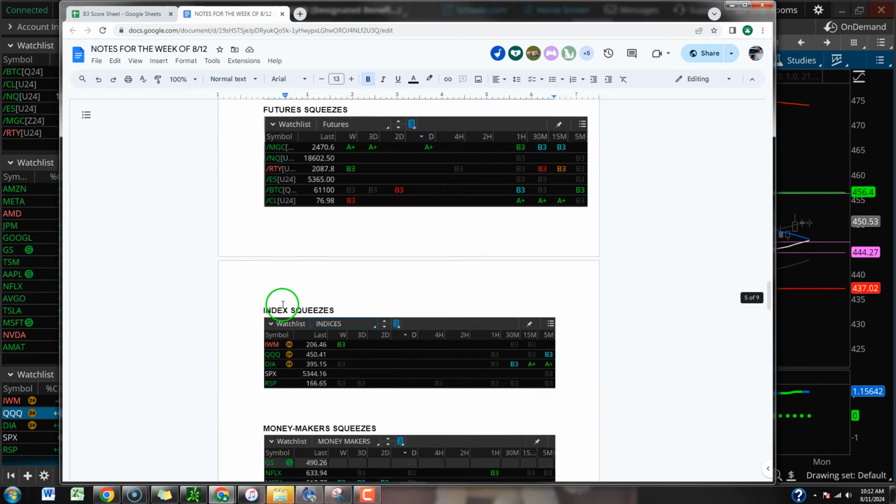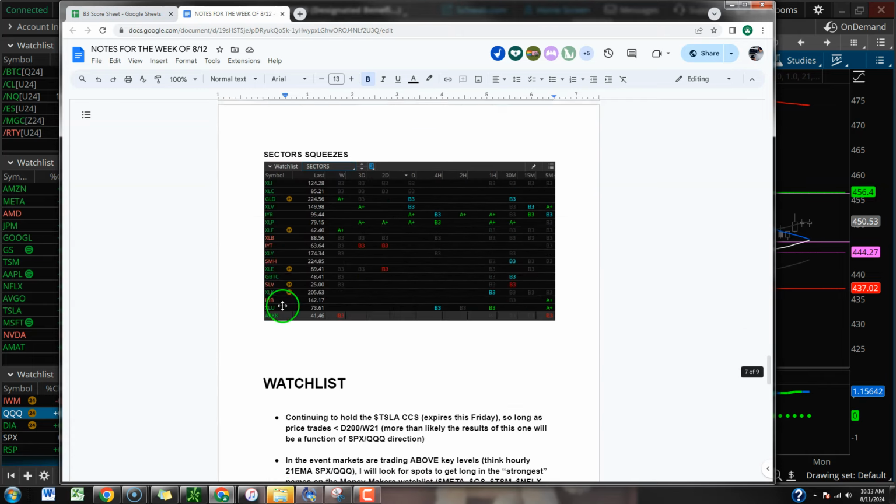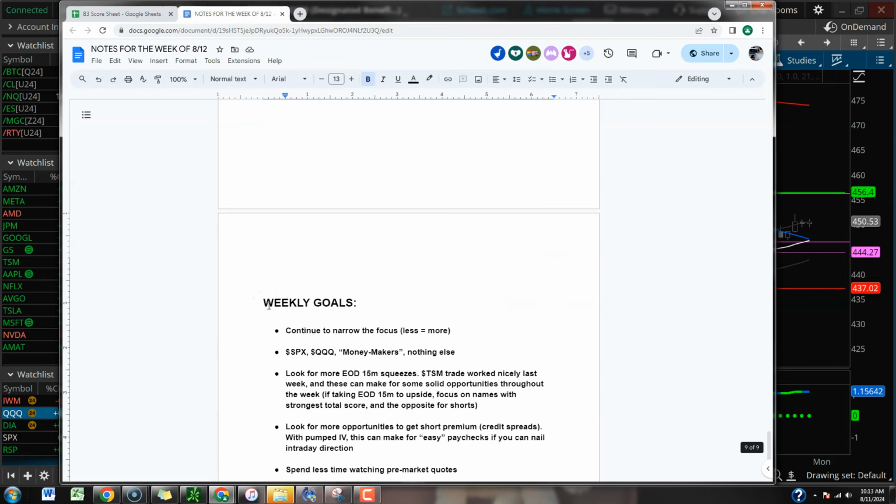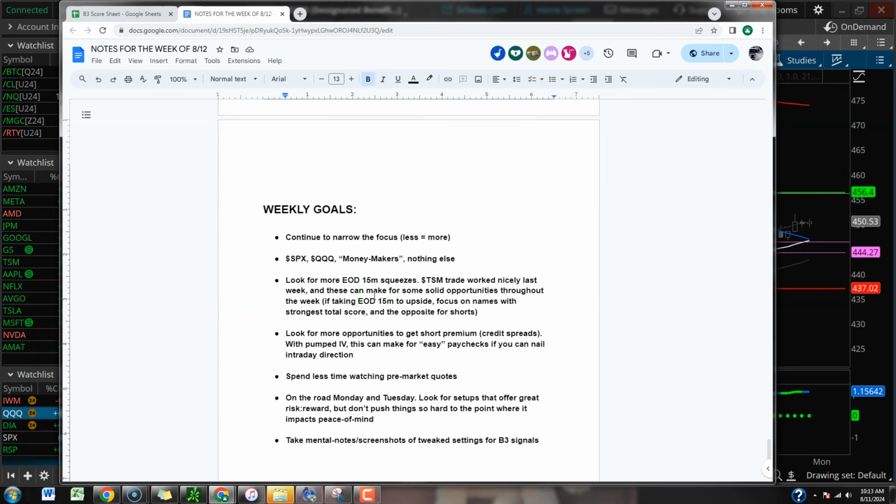So all the way down yonder, I wrote: weekly goals. Continue to narrow the focus. Less is more. S&Ps, QQQ, moneymakers, and nothing else. I also want to look for more end-of-day 15-minute squeezes. I think a nice little niche. I think throughout the week there could be a few good spots for nice opportunities. A la TSM. If taking an end-of-day 15-minute squeeze to the upside, focus on strength, as far as that total score. Opposite for the shorts.